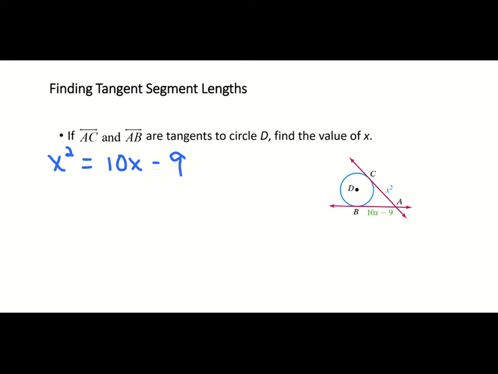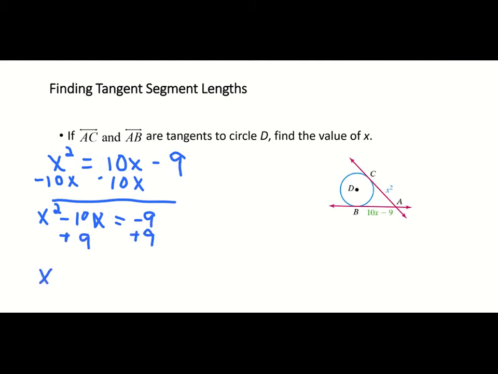So now this is going to be a quadratic. To solve it, we need to set it equal to 0, and we want to keep x squared positive. So I'm going to subtract 10x from both sides, and I have x squared minus 10x is equal to negative 9. And then we'll add 9 to both sides. So now we have x squared minus 10x plus 9 is equal to 0.